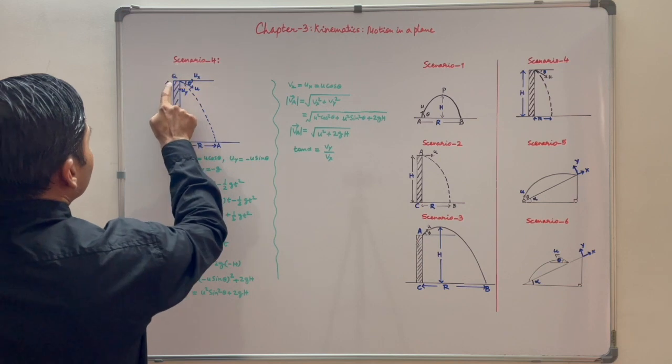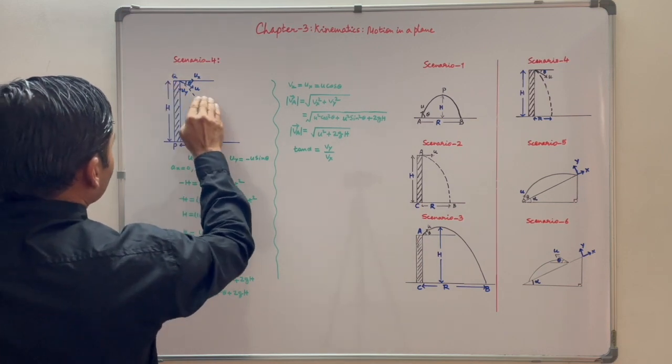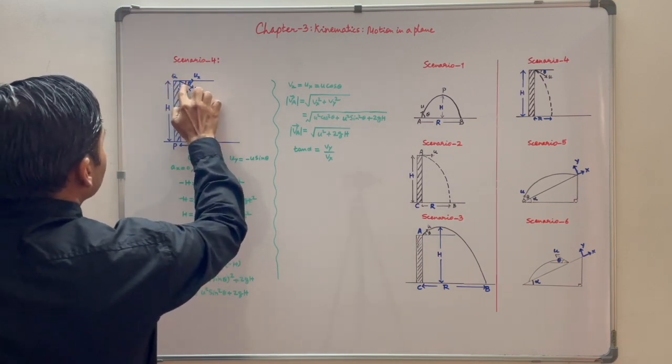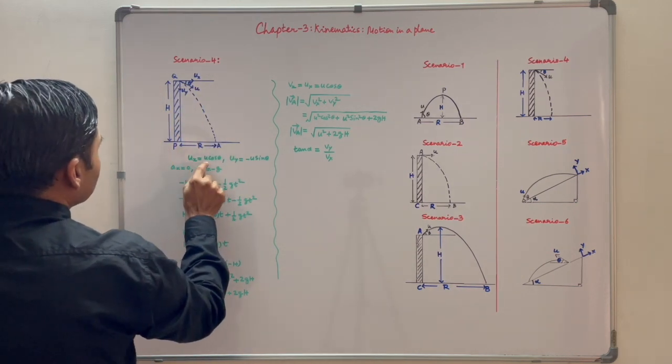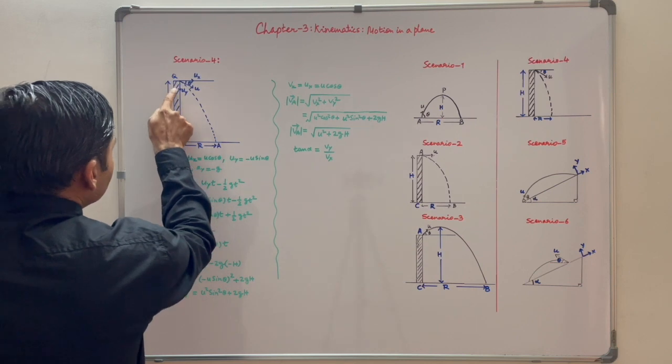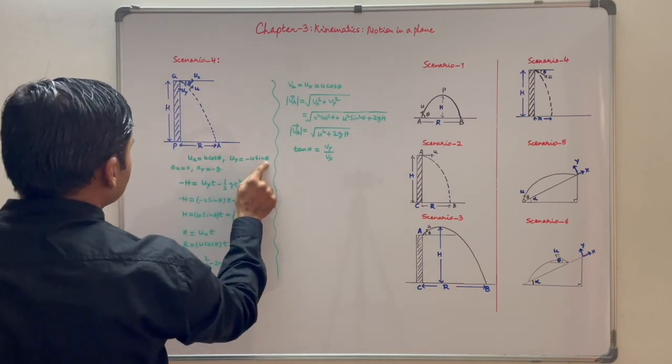Fourth scenario, suppose a particle is thrown downwards making an angle theta with the horizontal from a tower of height h. ux is equal to u cos theta and uy is equal to minus u sin theta.